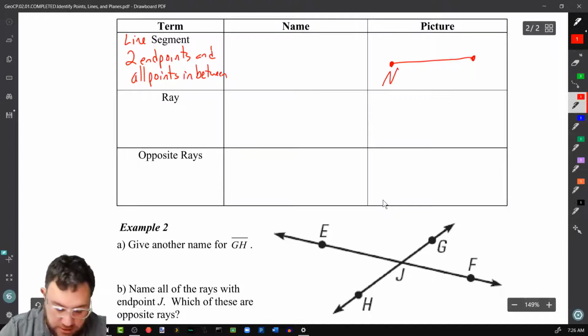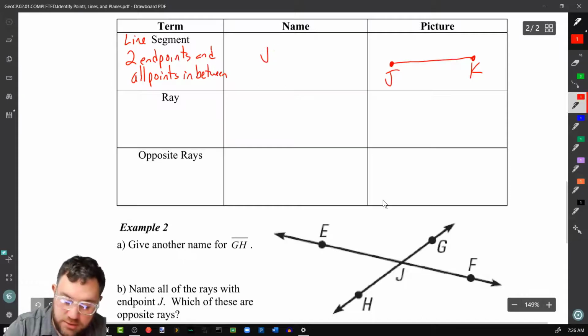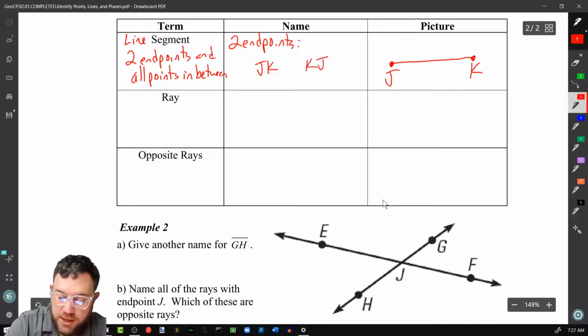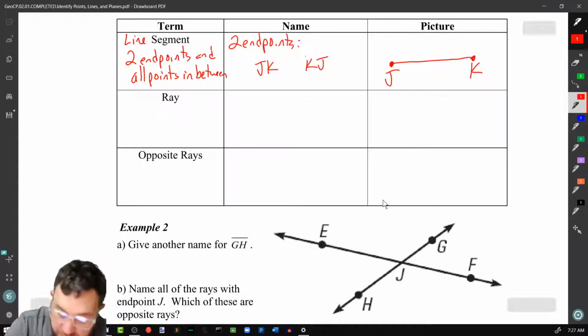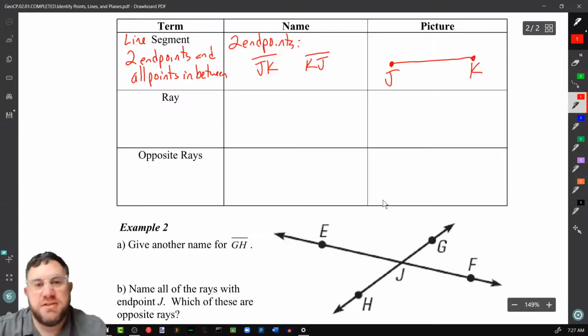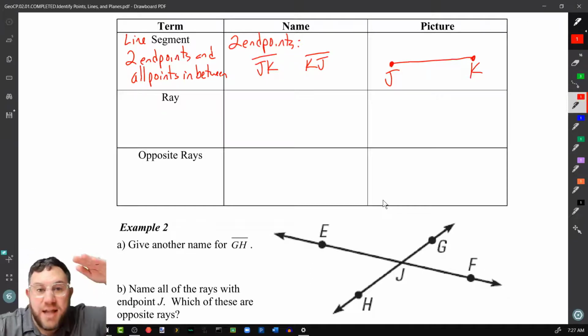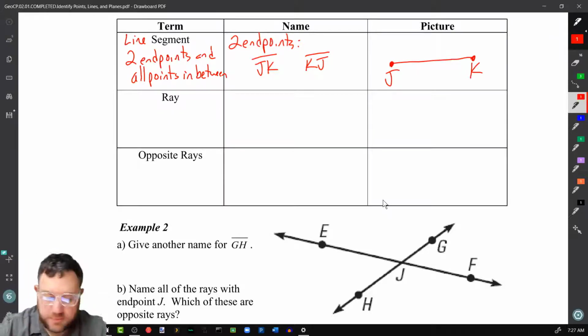So if I called this JK, to name this, we would use the two endpoints. Let me actually write that out. Two endpoints are what name it. And they could be in either order. So this could be JK or KJ. But here's the thing, we have to have a line segment above it. So when we're naming a line, we put a line above it. When we're naming a segment, we put a segment above it. So this would be segment JK.